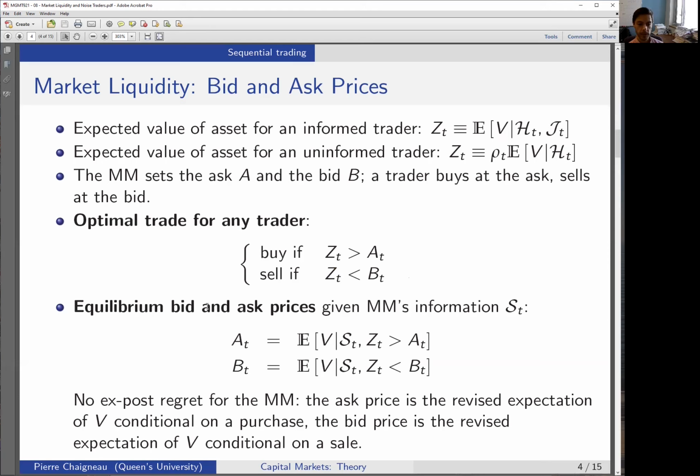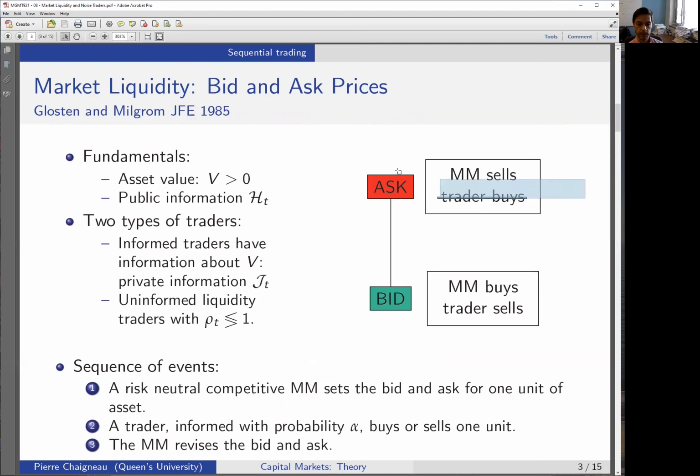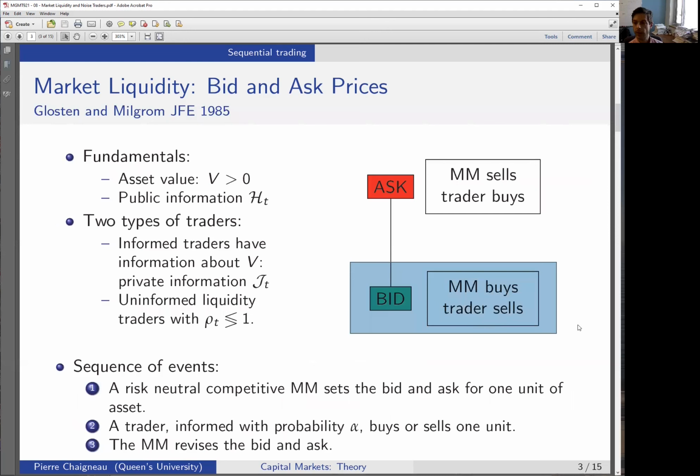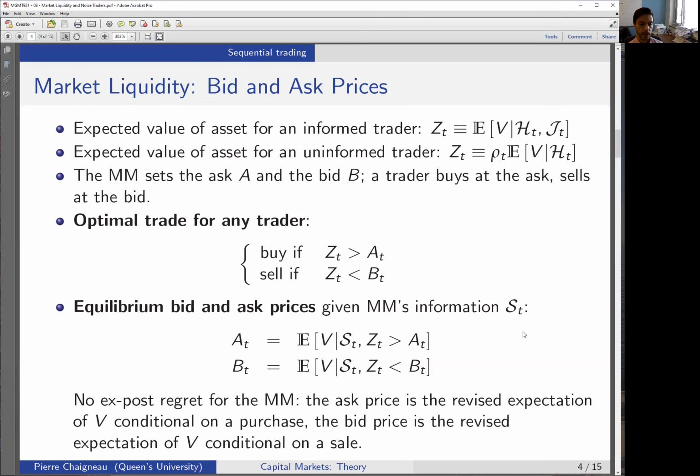So now how does the market maker set the bid and the ask prices? So the ask price will be the expected value of the asset, conditional on the fact that the trader is buying, because the trader is buying at the ask. And likewise, the bid price will be the expected value of the asset, conditional on the seller selling, because the seller is selling at the bid.